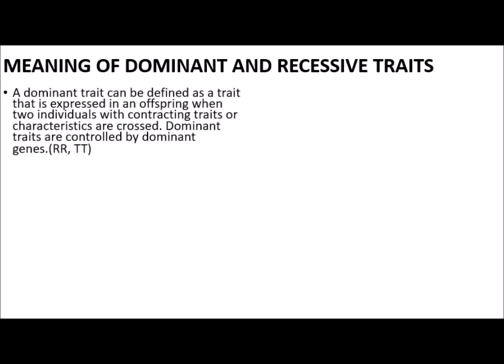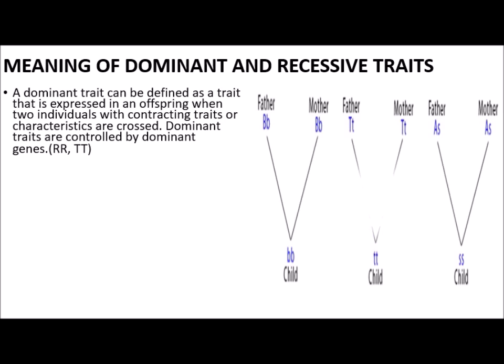Meaning of dominant and recessive traits. A dominant trait can be defined as a trait that is expressed in an offspring when two individuals with contrasting traits or characteristics are crossed. Dominant traits are controlled by dominant gene. For instance, capital RR and a capital letter TT, where TT is for tallness.